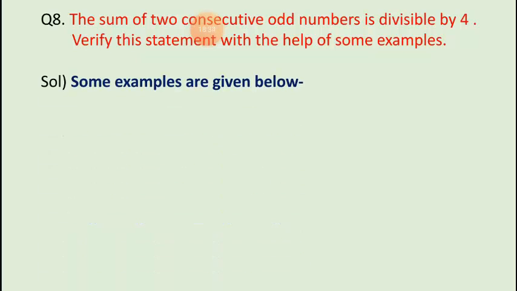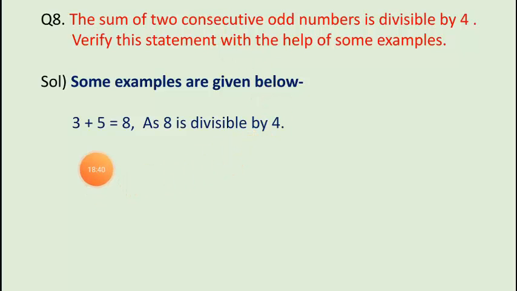So children, to verify this statement, let us take two consecutive odd numbers. So you know that odd numbers are such numbers which are divisible by 1 as well as by the number itself.